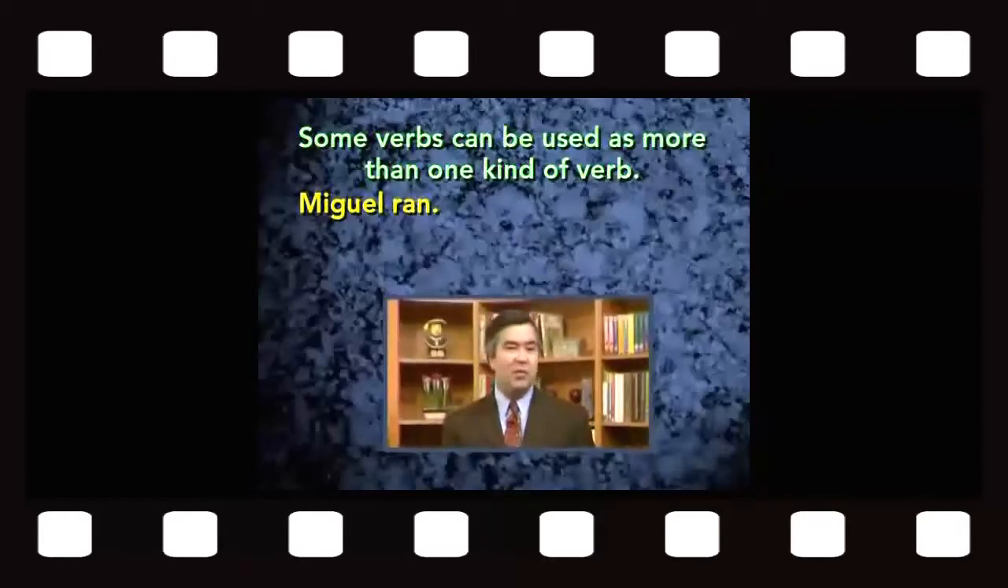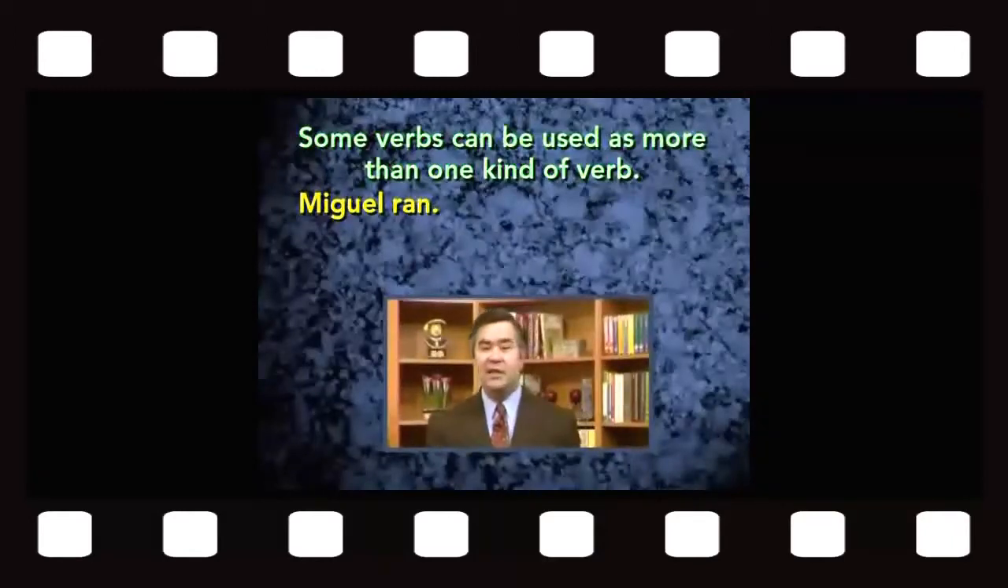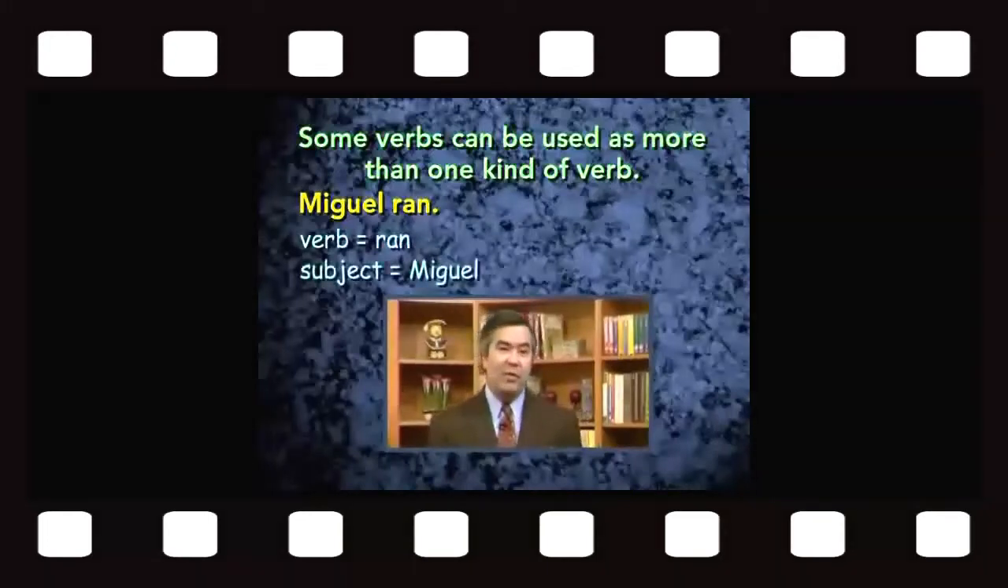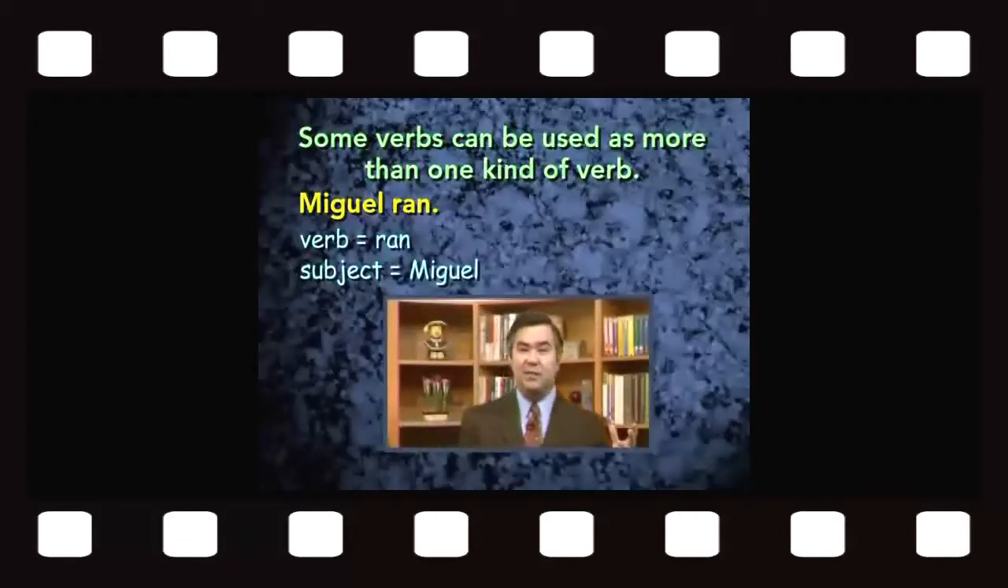Here's a short sentence which expresses a complete thought in itself. The verb is ran, the subject is Miguel. And when we read this sentence, we understand Miguel ran. Perhaps he's a runner on the track team and went out running this morning. And we could say, well, Miguel ran. This could be a complete sentence.